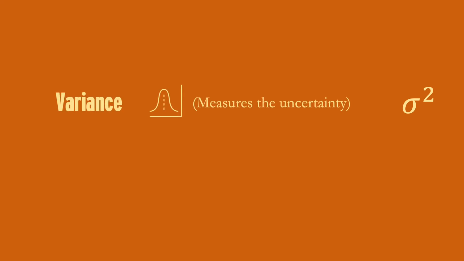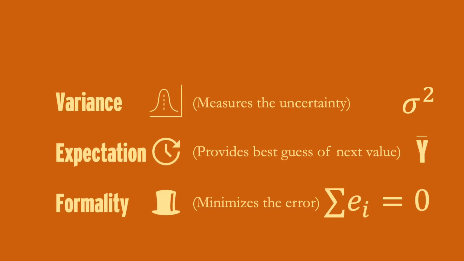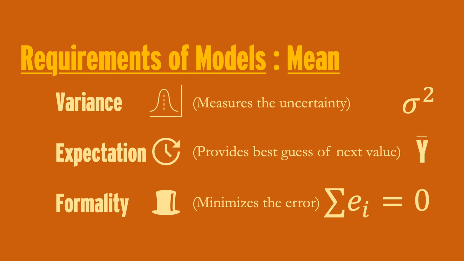And now we can see how the mean satisfies all of our requirements for a model. To review, the variance measures the uncertainty around our best guess of the data. And that best guess is what we can call the expectation, which is Y bar. And the formal definition of the mean as a model is the value that leads the sum of all errors to equal 0.